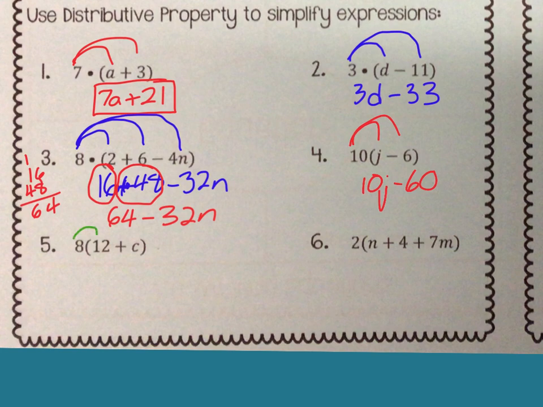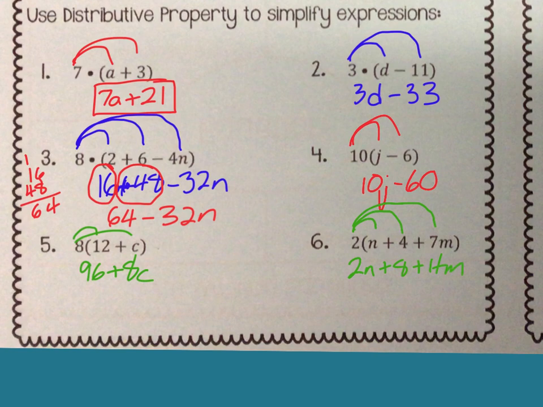8 times 12 is 96, and 8 times C is 8C. Okay, and now we're going to go to one of these other ones that I kind of talked about on number 3. 2 times N is 2N. 2 times 4 is 8. And 2 times 7M is 14M.